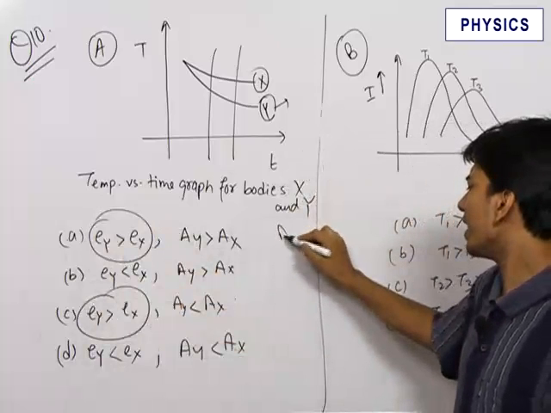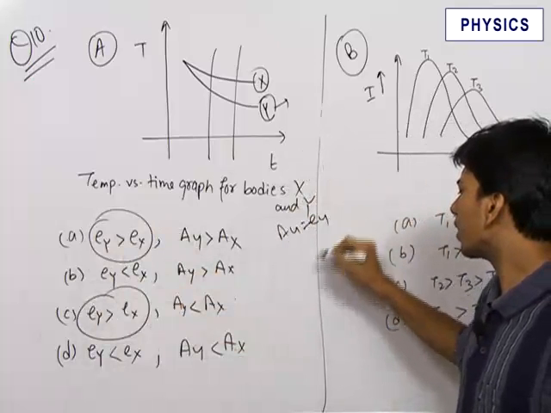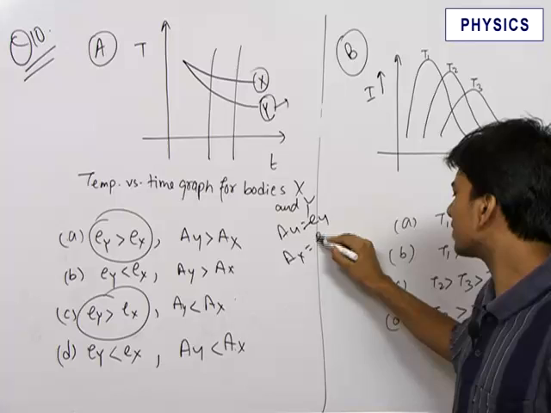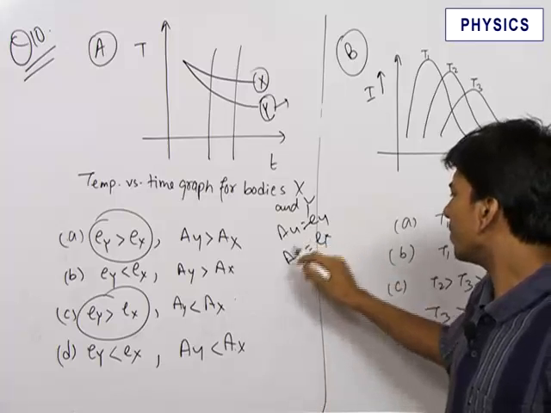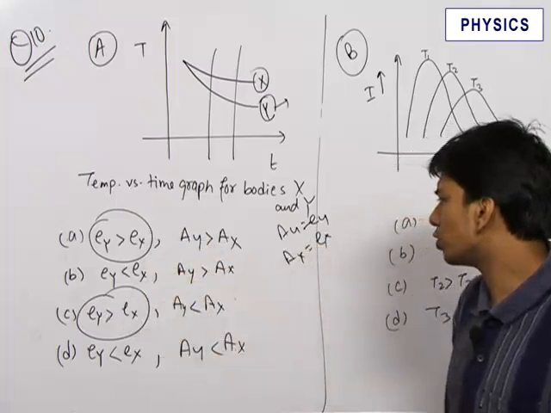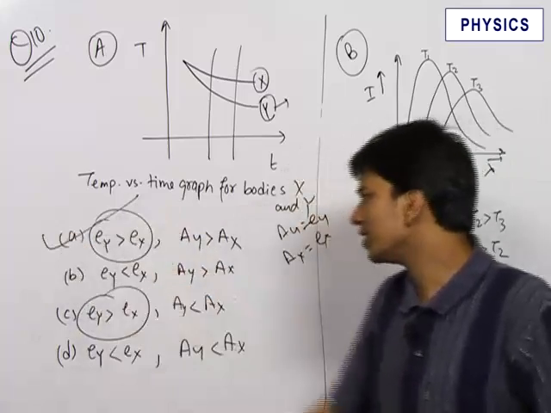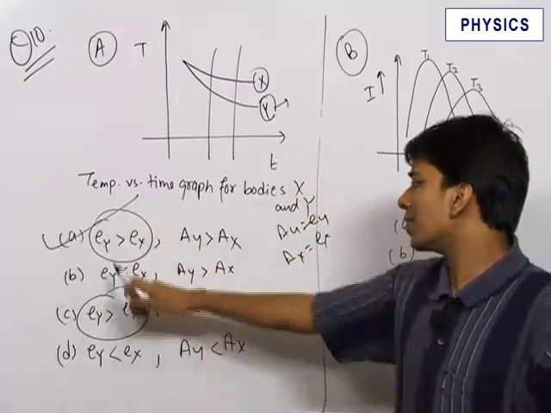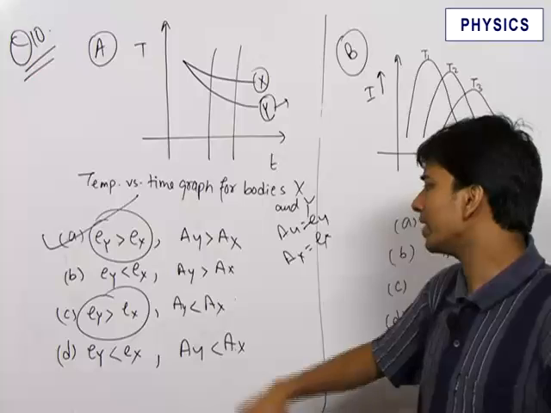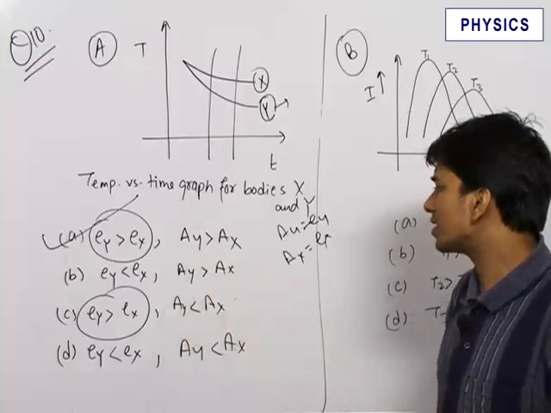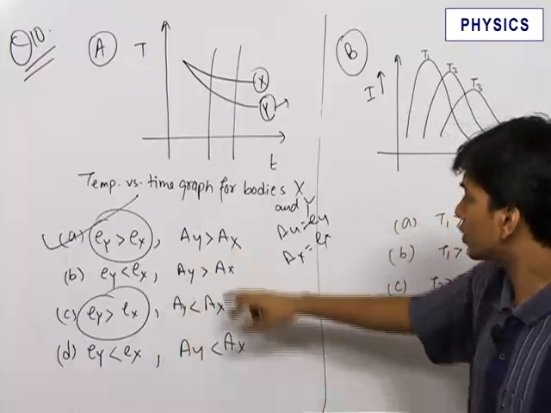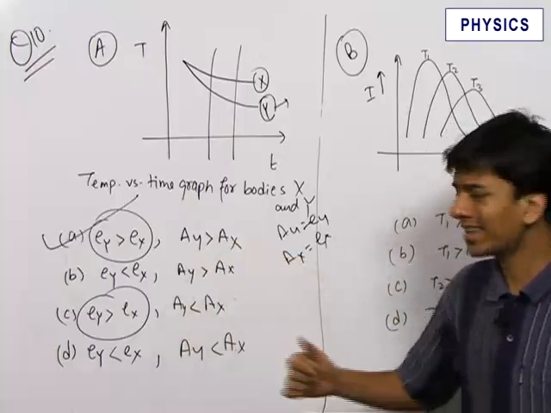Now we know that Ay is equal to Ey and Ax is equal to Ex. Therefore the same pattern must exist for Ay and Ax also. So the only option that we are left with is option A, that is the emissivity of y is greater than that of x and the absorptive power of y is also greater than the absorptive power of x.